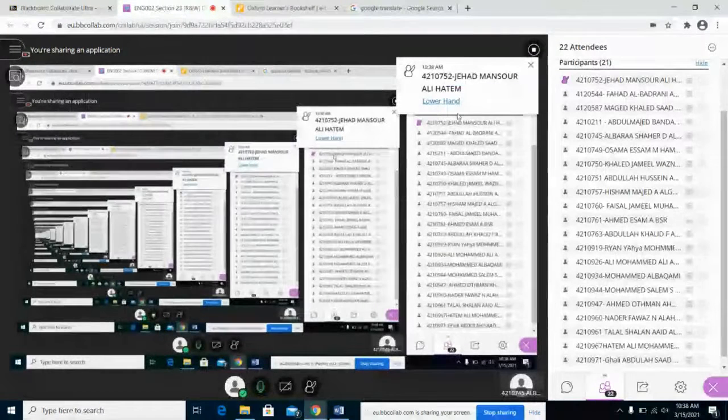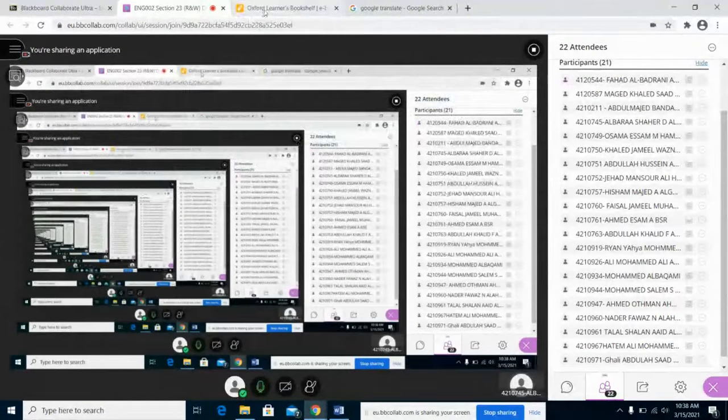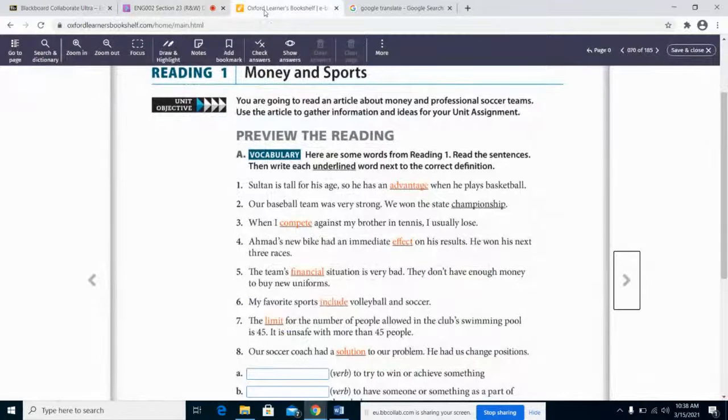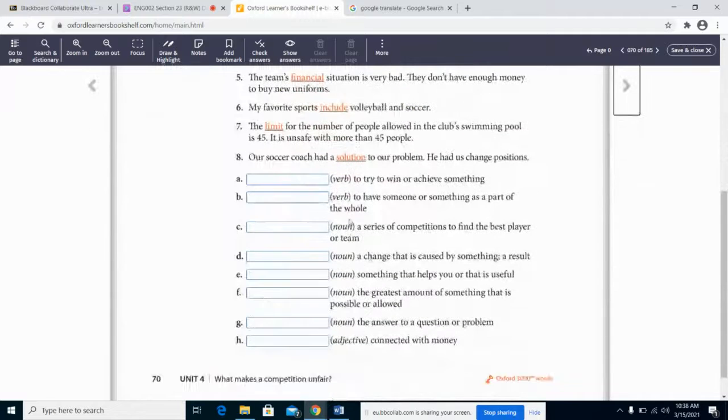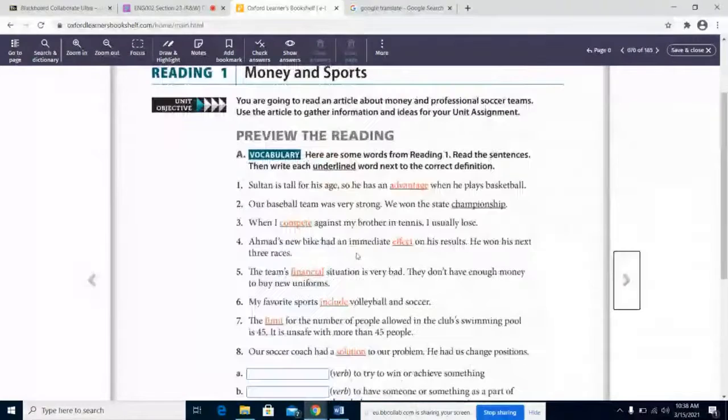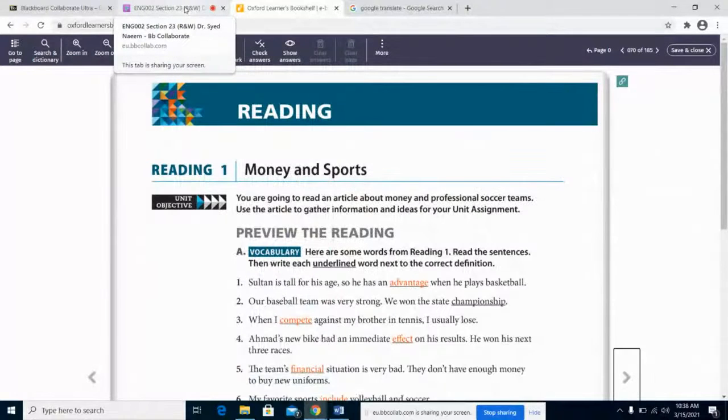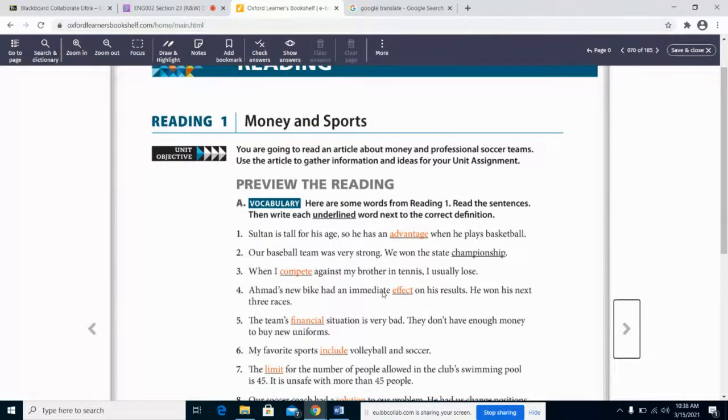Yes, Jihad. It means أفضلية. Okay. Can you describe it with an example, Jihad, in English? You can also identify the meaning here on page 70 of the book. So what do we mean by advantage? Can someone describe it with an example?